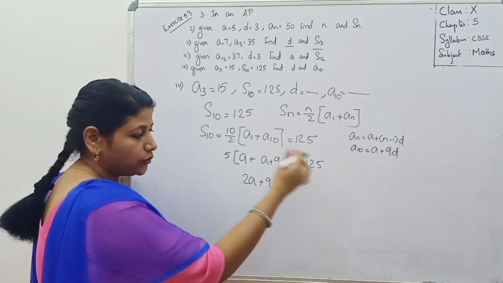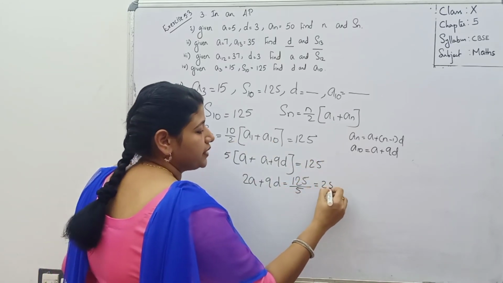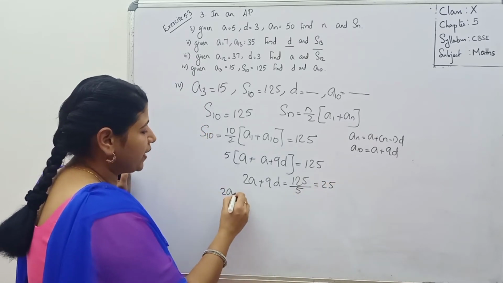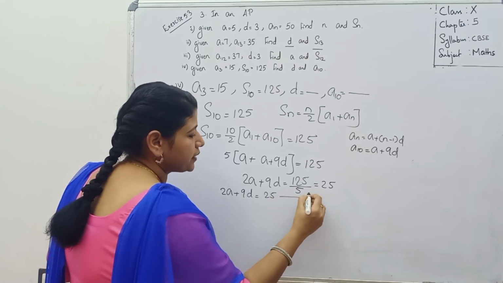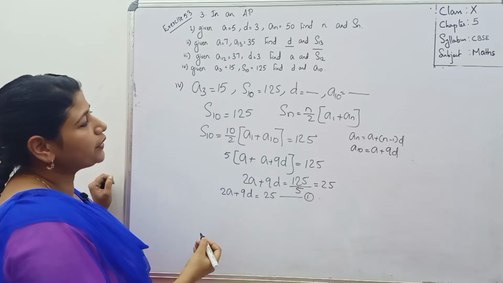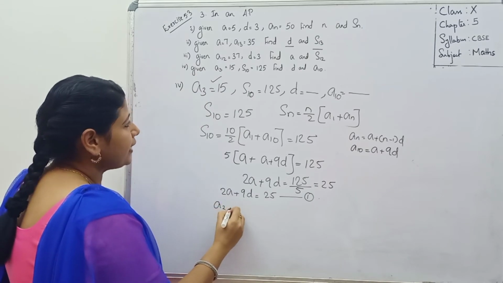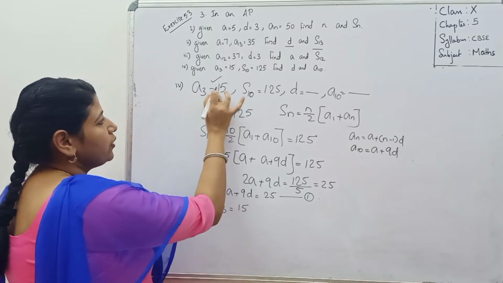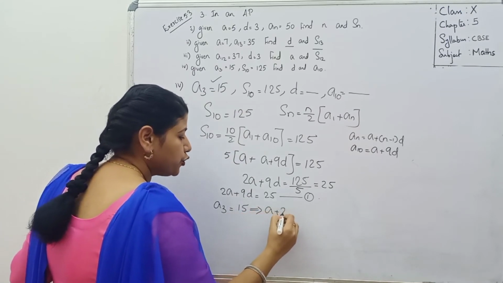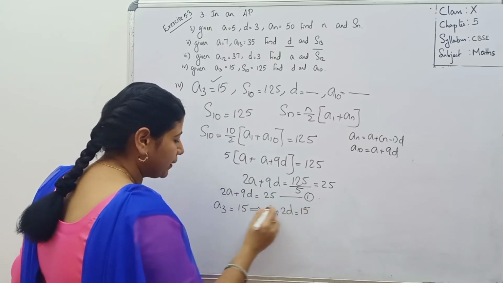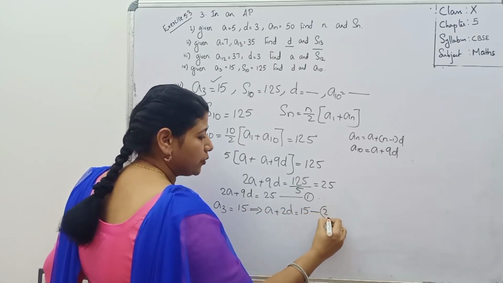This 5 we are taking to that side. So 125 by 5, then you will get 25. So we got an equation 2A plus 9d equal to 25. This is the first equation. And one more condition is given that A3 equal to 15. Isn't it? A3 equal to 15. So we can write A plus 2d equal to 15. How can we write A3? A plus 2d. So this is the second equation.